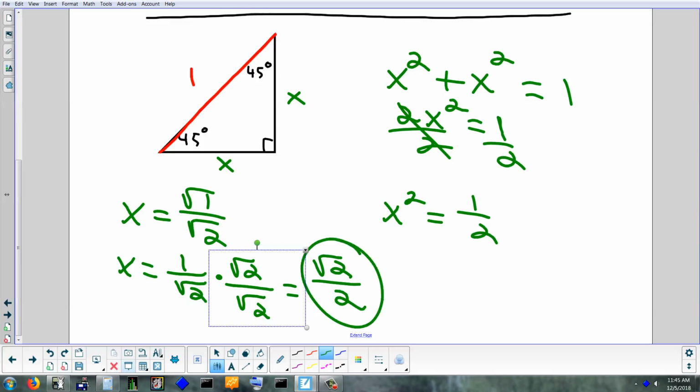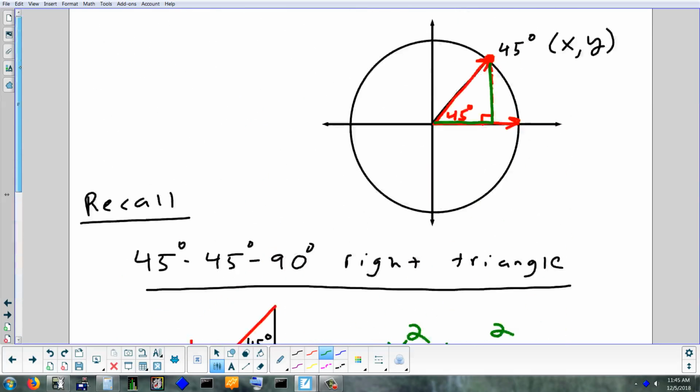Now that we know that number, we want to memorize it. We don't ever want to have to calculate it again. We just memorize square root of 2 over 2. That's an important number to write down or memorize. So square root of 2 over 2, that's how long, actually let me do it up here. That's the length of this side. And that's the height of this side.